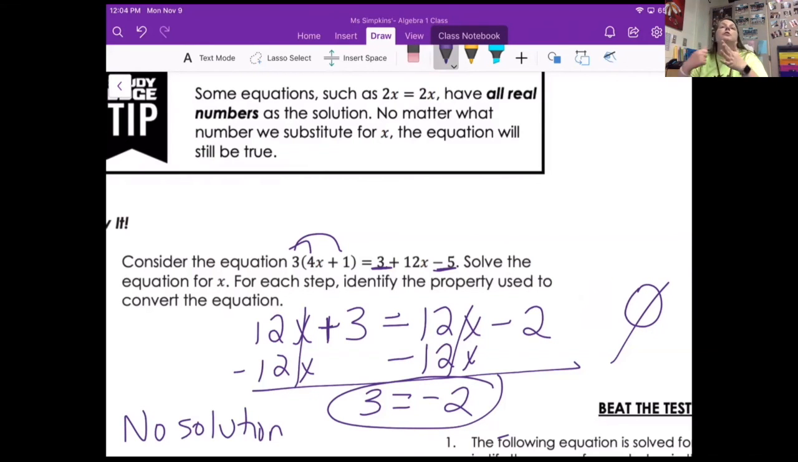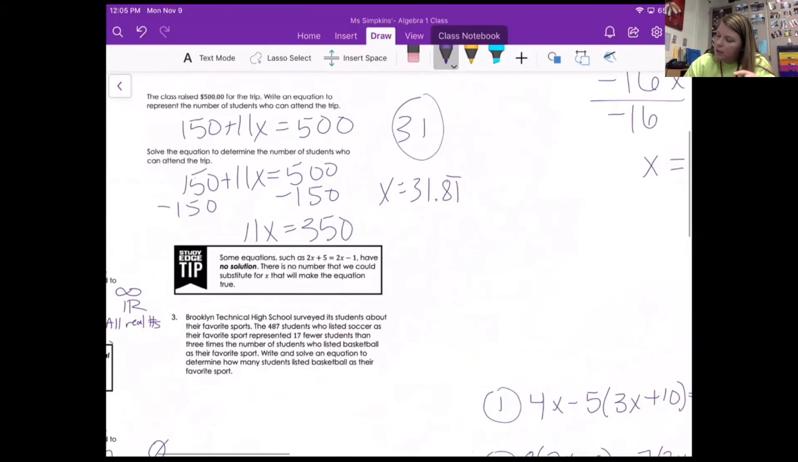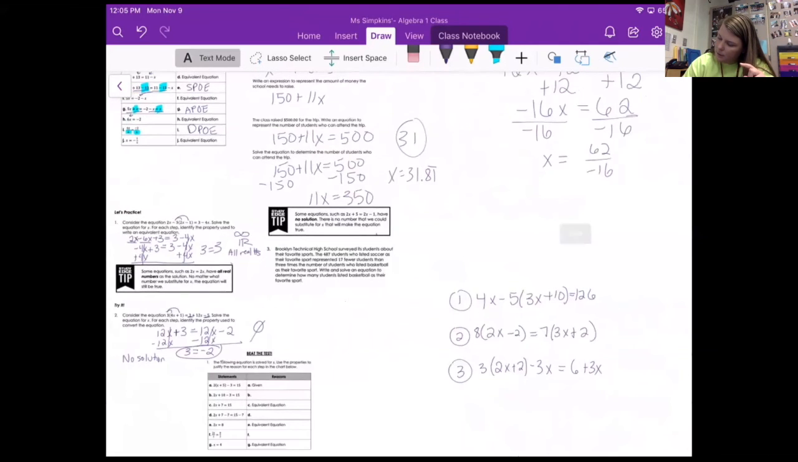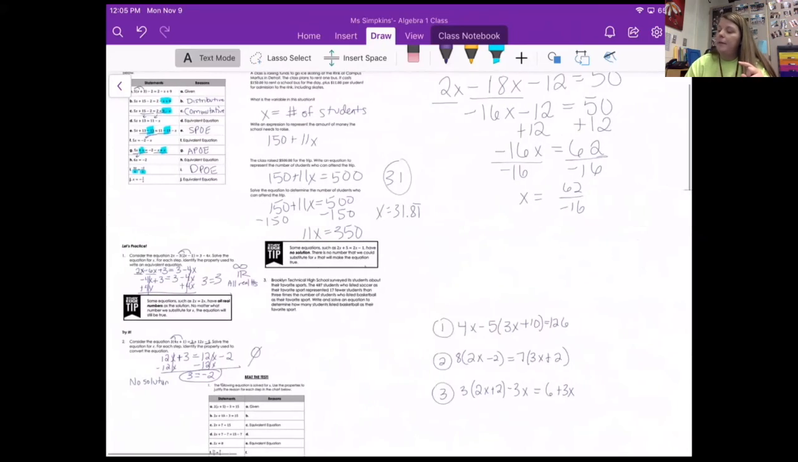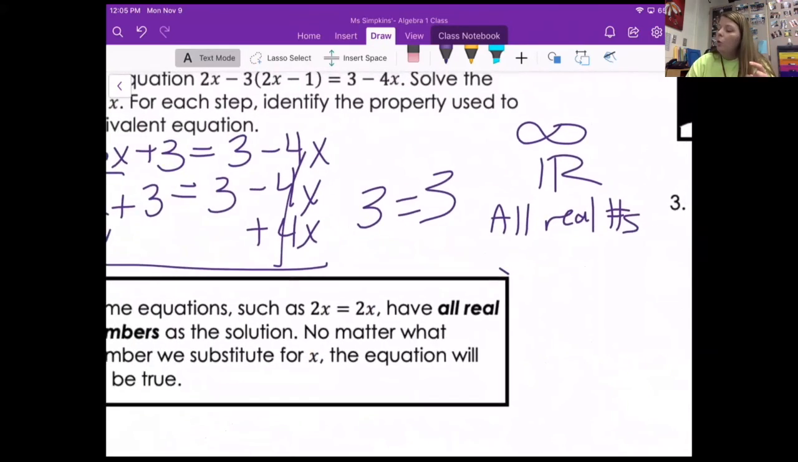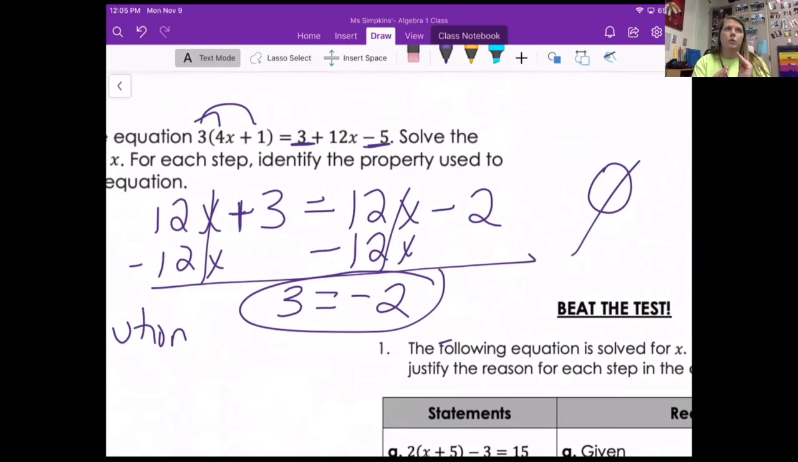So think about those 3 situations. Our first situation is when there's one answer, like the one you wrote down. What was the answer to that one? 11. We can have an infinite amount of solutions when you end up with the same number equaling the same number. Or you can end up with no solution when you have 2 different numbers equal to each other.